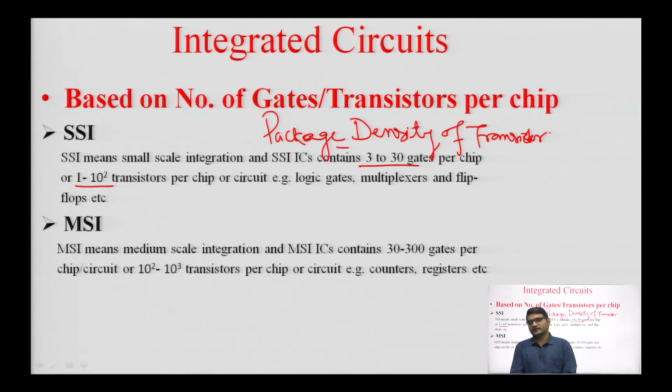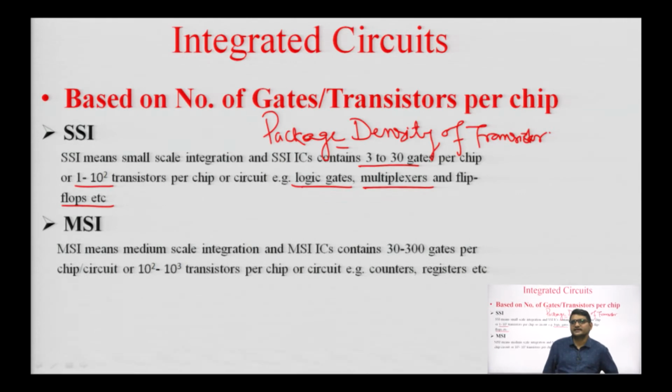Okay. The basic digital electronic circuits, when we start the digital electronics course, first we study logic gates, and after that we learn about multiplexer, and after multiplexer we study flip flop. So, these are the basic or initial stage of digital electronics. So, these gates, multiplexer and flip flop are examples of SSI. Okay. Now, next category is MSI.